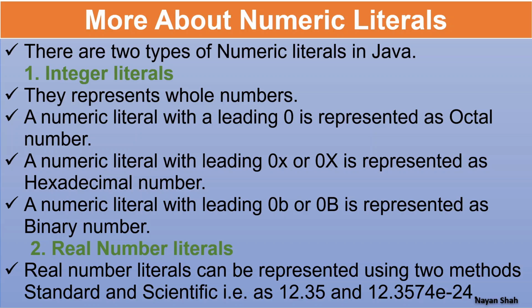If any number starts with 0x, capital or small, it is considered a hexadecimal number. And if any number begins with 0b, small or capital B, it is understood as a binary number. And if a number starts normally without 0, it is the decimal number system. So there are 4 number systems which we can use in our programming.